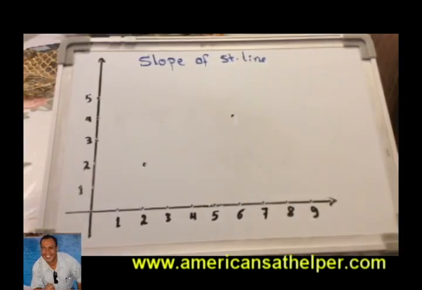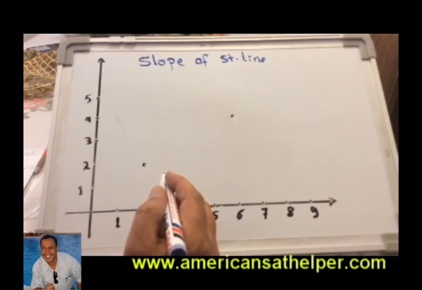Hello everybody, this is Sam. In this video, I'm going to talk a little bit about the slope of a straight line, how to find the slope of a straight line in a graph. Actually, slope is just telling us how steep a line is.